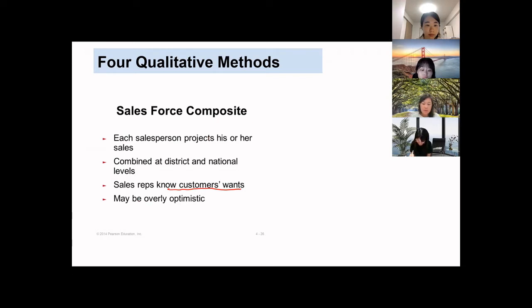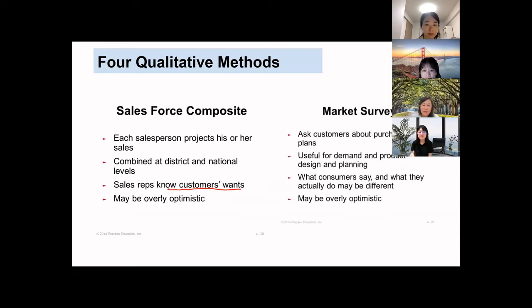It can be overly optimistic. Optimistic means you are in sales and say, okay, last year I sold 10, next year 20. Another guy will say, okay, I can go 50. So you add them up: next year we can achieve 1,000, when last year we only sold 600. Can we? So that can be overly optimistic. That's a disadvantage of this qualitative method.